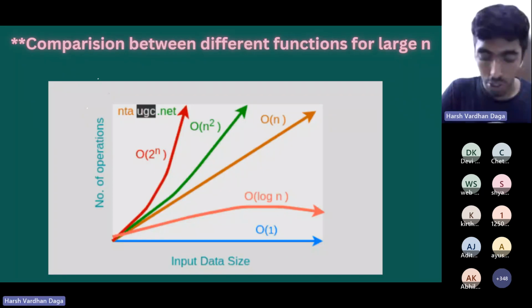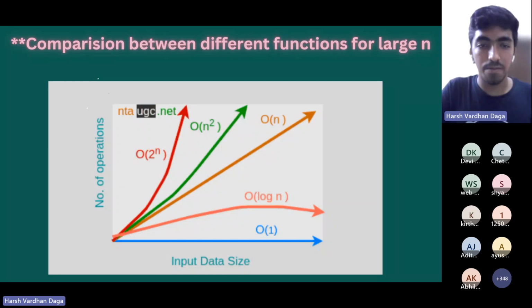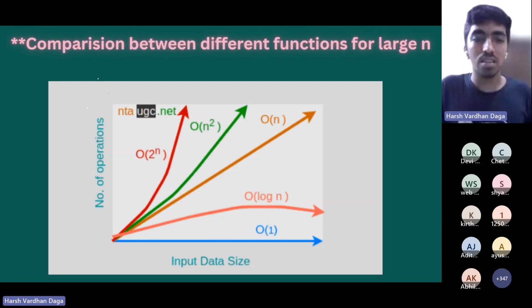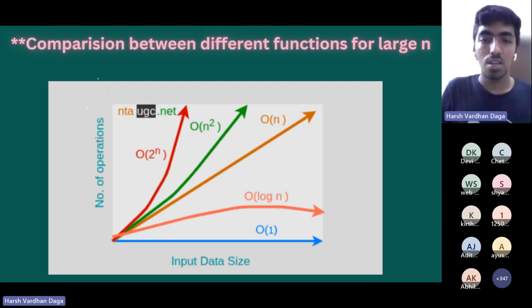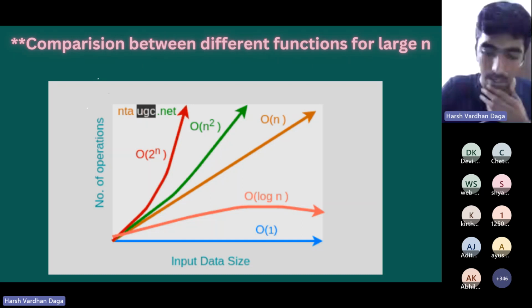So you should have a look at this graph, and it is very important to take note of all of these functions, since these are the common time complexities which we usually deal with when we are solving a CP question. So have a look at this. Yeah. So I'll continue this.